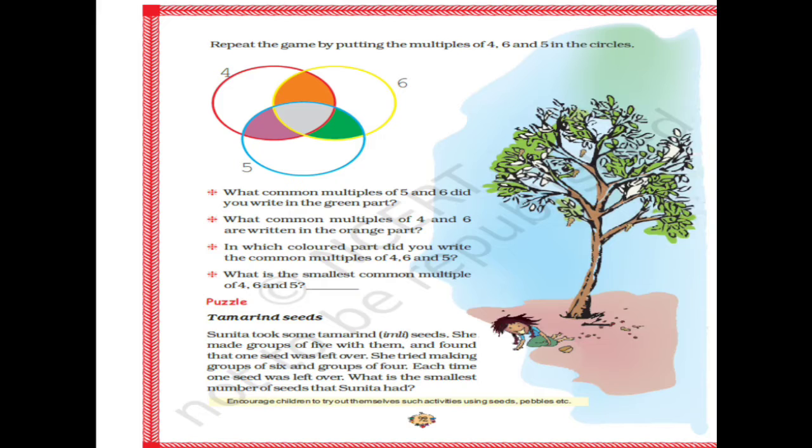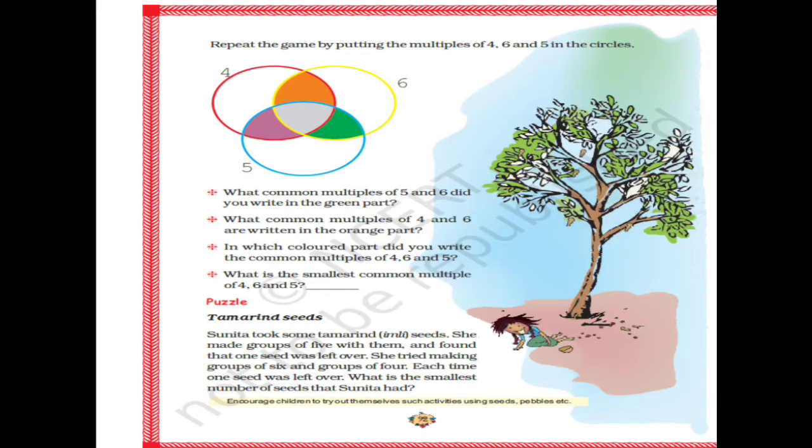Tamarind seeds. Sunita took some tamarind seeds. She made group of 5 with them and found that one seed was left over. She tried making groups of 6 and group of 4. Each time one seed was left over. What is the smallest number of seeds that Sunita had?